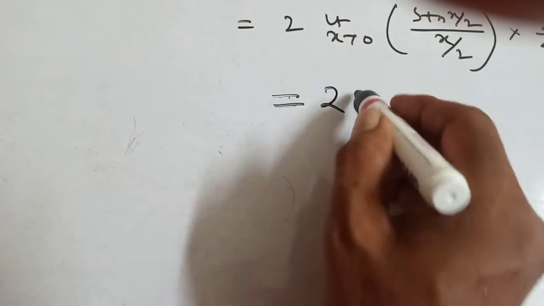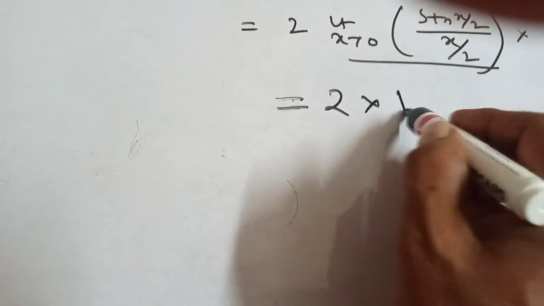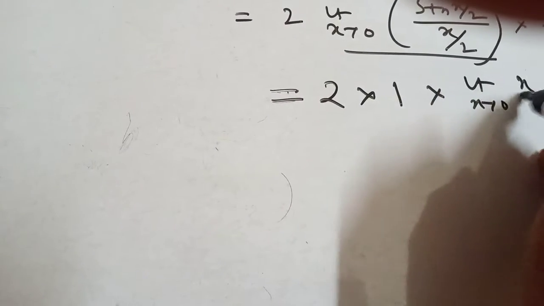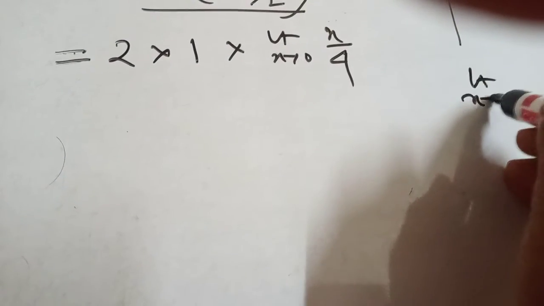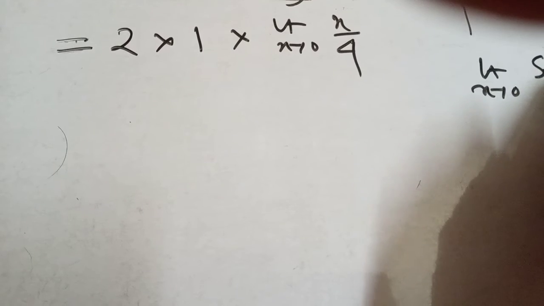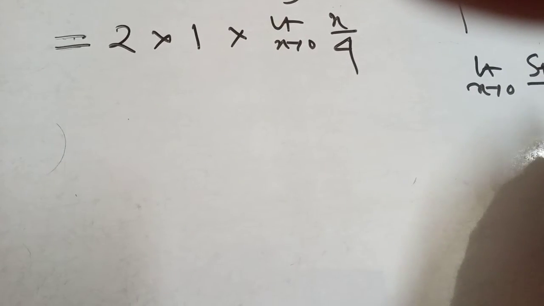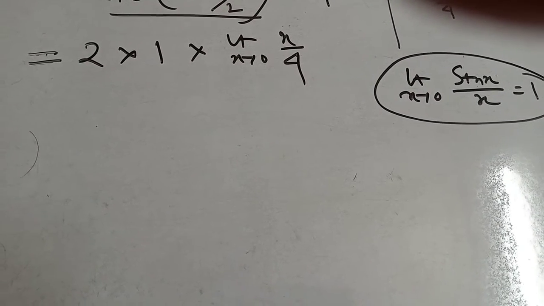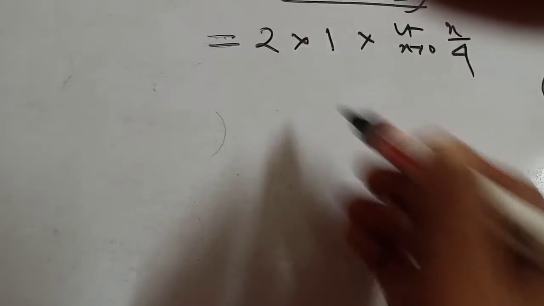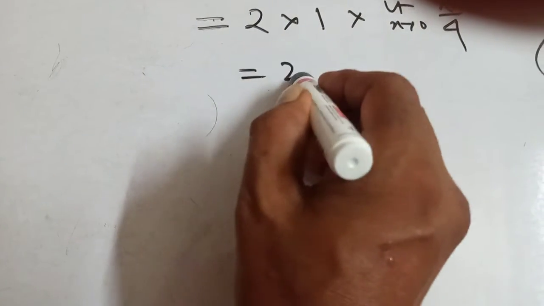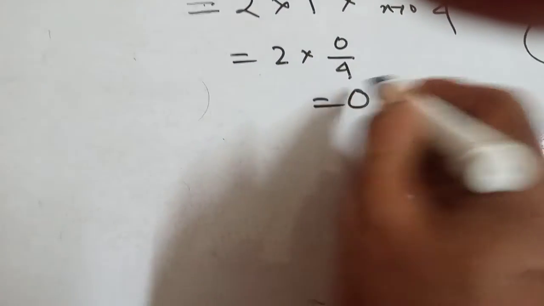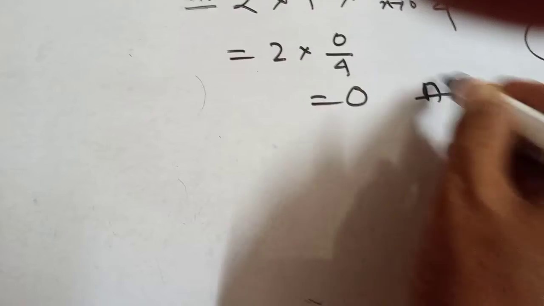Now 2 into this is 1, and this is limit x tends to 0 x by 4. You know, limit x tends to 0 sin x by x equal to 1. This is the formula. I put this formula. That means 2 into x equal to 0, 0 by 4, that means 0. This is the answer.